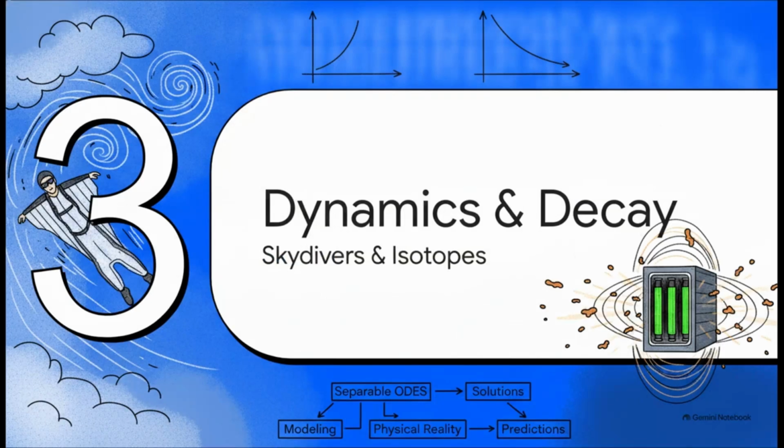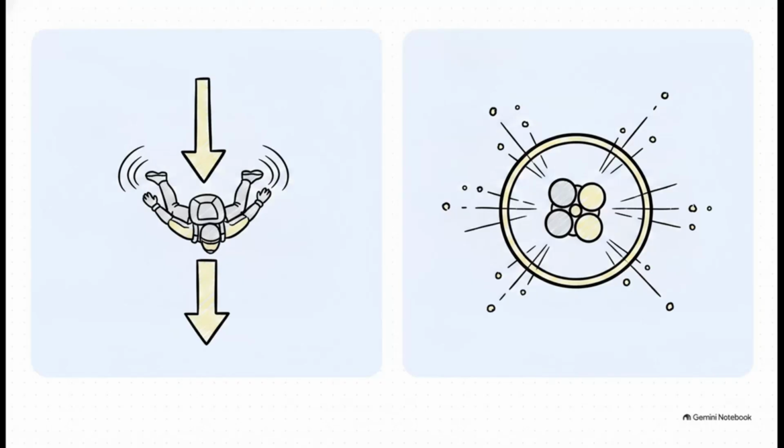Section 3. Dynamics and decay, falling skydivers and isotopes. Think back to that skydiver in free fall we mentioned earlier. The force of gravity pulls them down, but air resistance pushes back up, yielding a separable ODE for their acceleration. Now, I want you to compare that to a radioactive isotope. The Bateman equations tell us that the decay of a nuclide population is a probabilistic event, modeled by first-order kinetics, where the rate is proportional to the substance present.